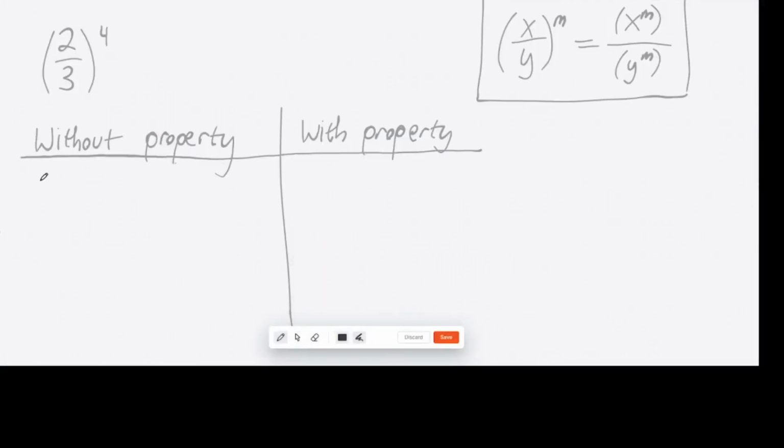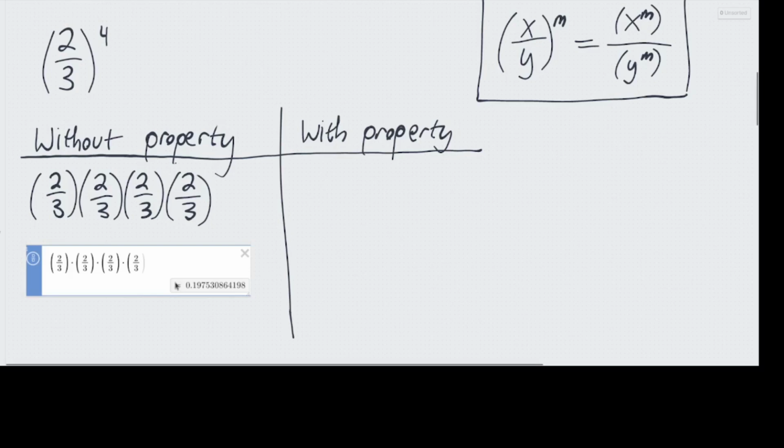Starting without the property, we can literally just multiply 2/3 by itself 4 times: 2/3 times 2/3 times 2/3 times 2/3. You can evaluate this in a calculator if you want, and you will get this number right here. It turns out that this can actually be represented as a fraction, but for right now, we're just going to accept the decimal answer.